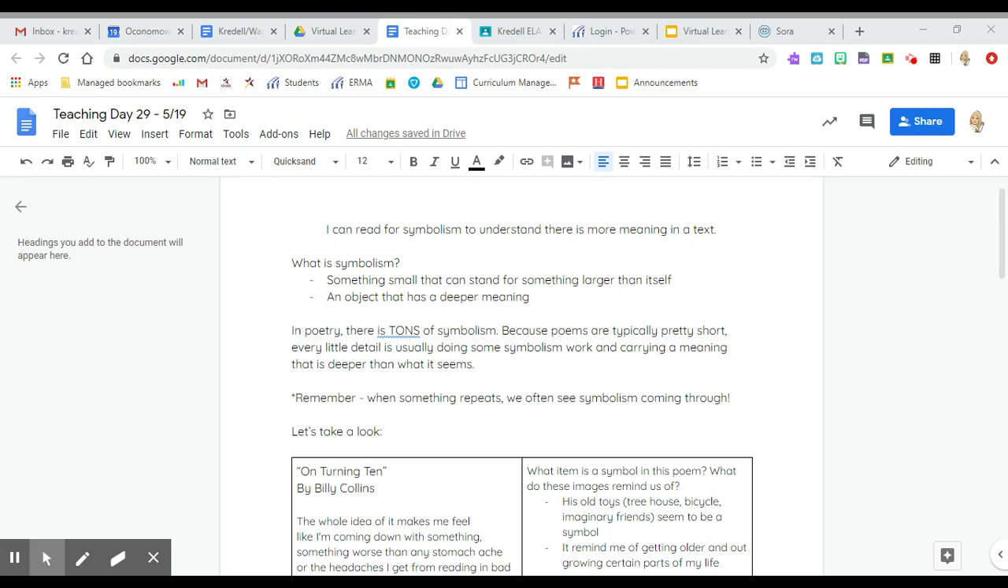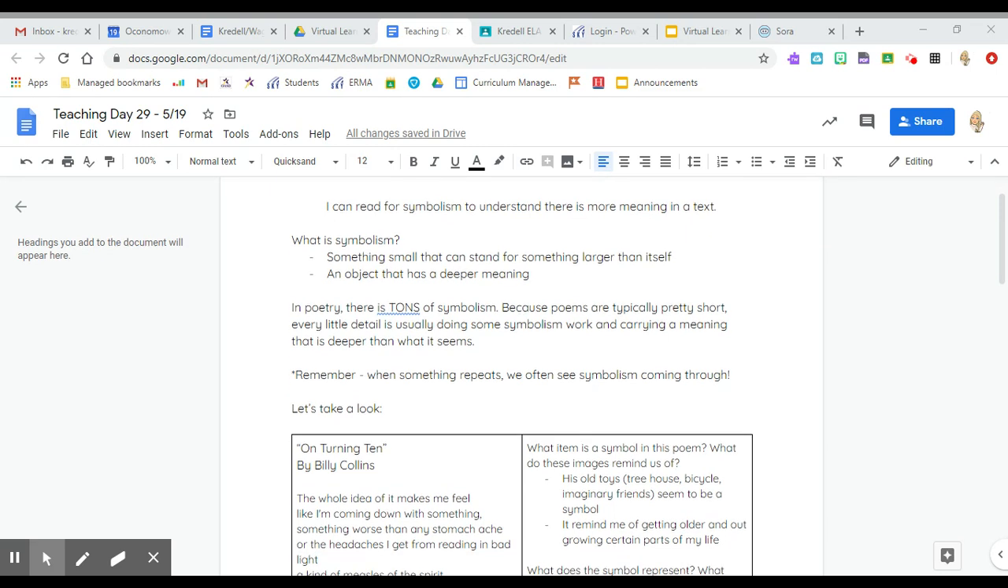This is something that we have talked about again and again. In poetry, there is tons of symbolism, and I'm sure you're not surprised by this because this figurative language is something we've worked with before. But because poems are typically short, every detail is usually doing some sort of symbolism work and carrying a meaning that is deeper than what it seems, right? So your assignment today is going to be to look for some symbolism, and that should be a pretty easy thing to do, because poems are small and they're trying to pack a big punch in a small poem.